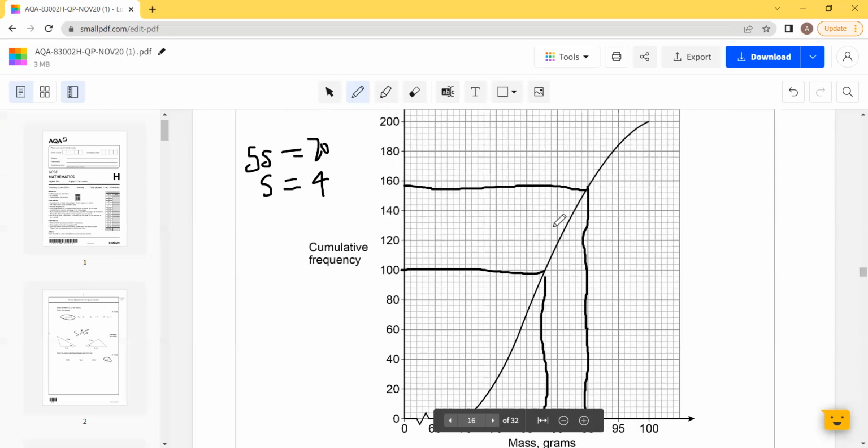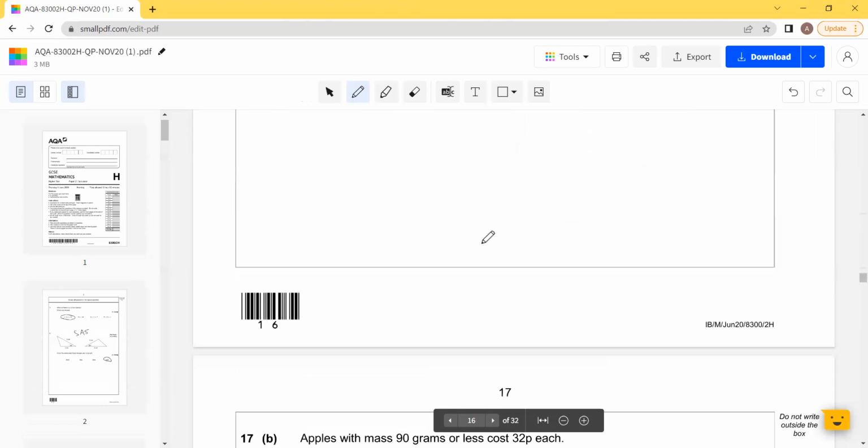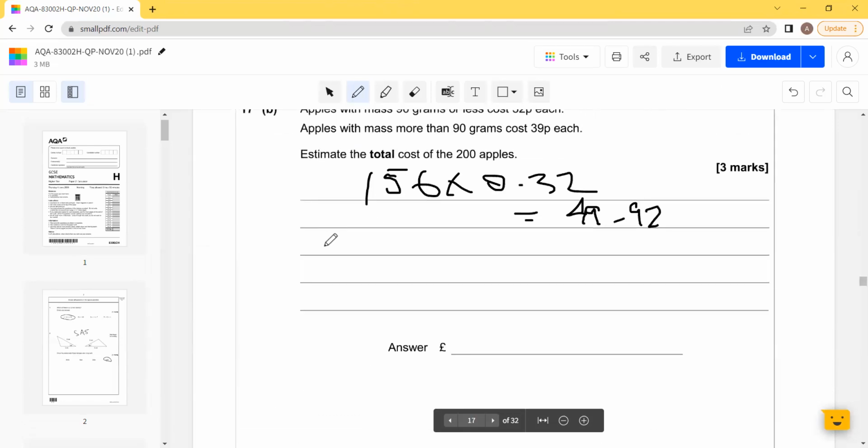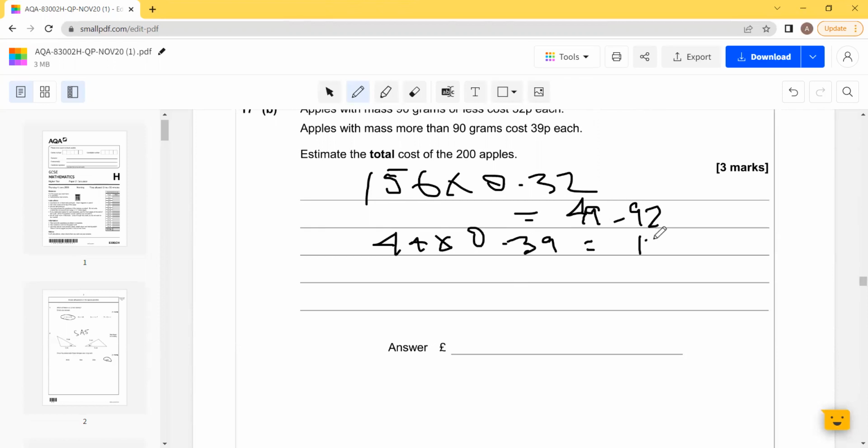And there's 200 apples. So 200 minus 156 is 44. And we can do 44 times 0.39 for the apples that weigh more than 90 grams. And those cost a total of 17 pounds and 76 pence. So if we sum these two numbers, we get 67 pounds and 8 pence. Okay, and that is our answer.